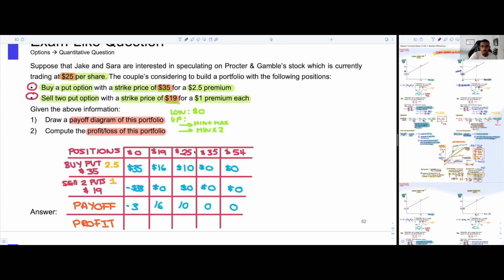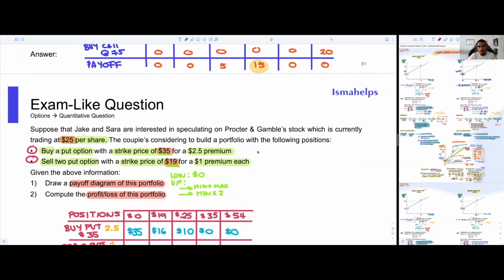Now for profit, we need to use our brain just a little bit, but it's actually super straightforward. So for profit, all that you gotta do is you gotta understand that to find the profit, you really gotta look at this from two perspectives.